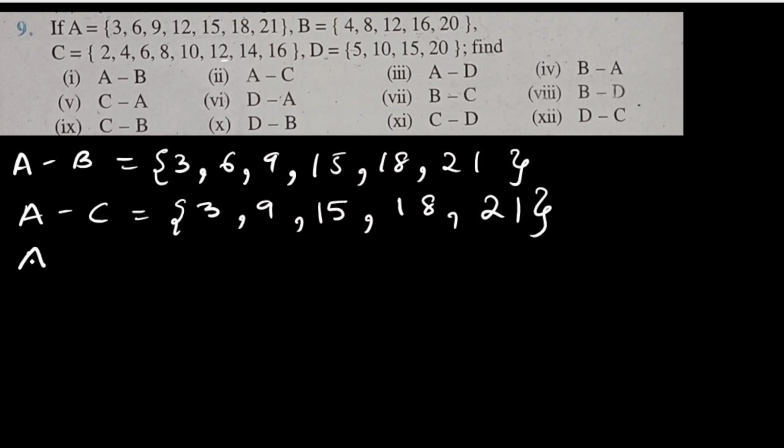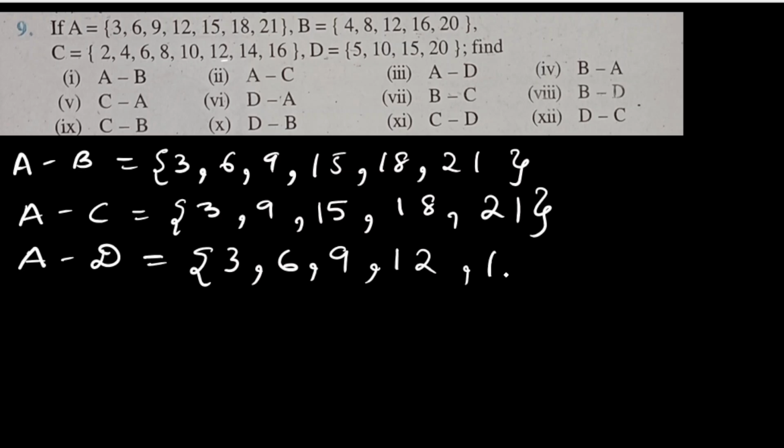Now A minus D we have to write. So again A's and D's elements we have to compare. So 3 we can write, 3 is not there in D. 6 is also not there in D, we can write. 9 is also not there. 12 is also not there. 15 is there in D, so 15 we cannot write. 18 and 21 are also not there in D, so we can write.